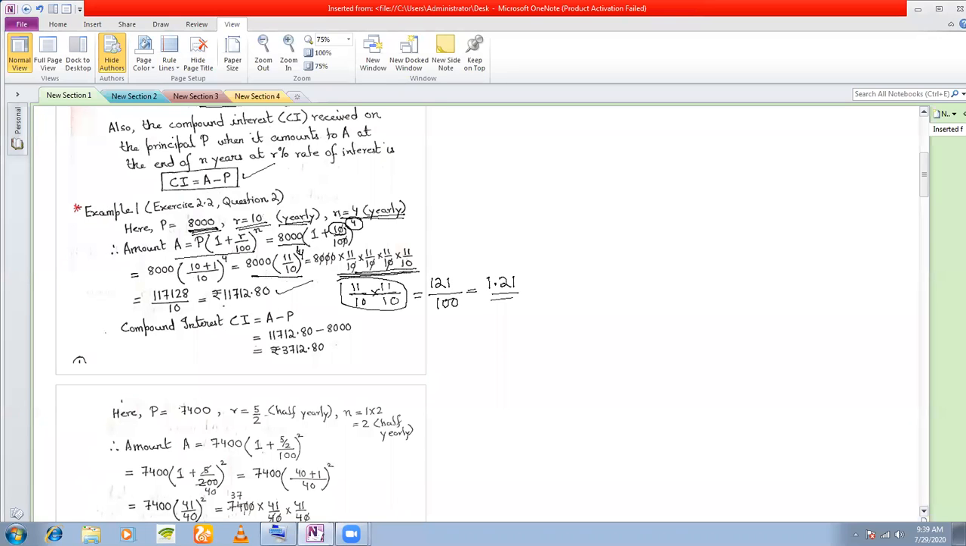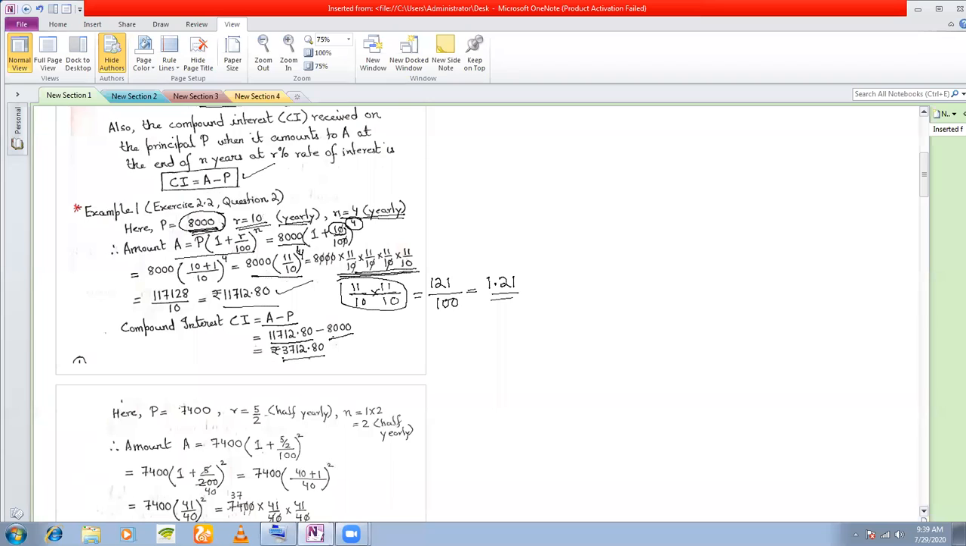Now, once we have got the amount, when the principal is subtracted from the amount, we get the compound interest. So in this case, we get 11,712.8 minus the principal amount. The principal amount was 8,000 rupees. Minus the principal, we get 3,712.8 as our compound interest.